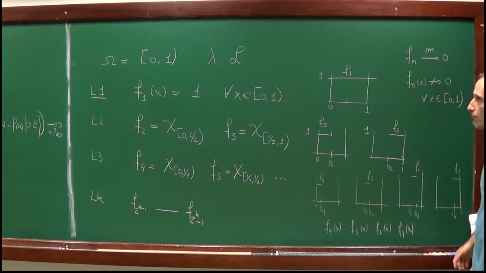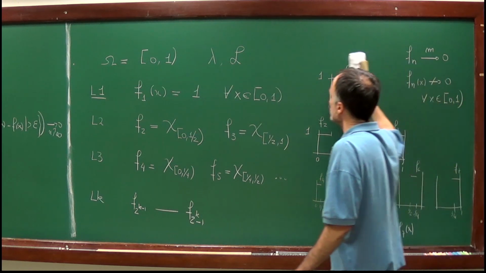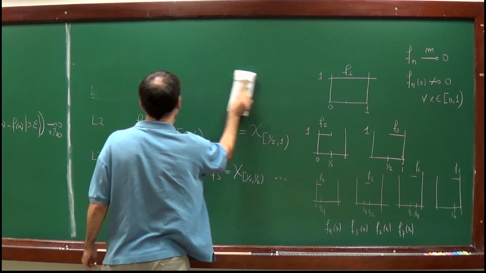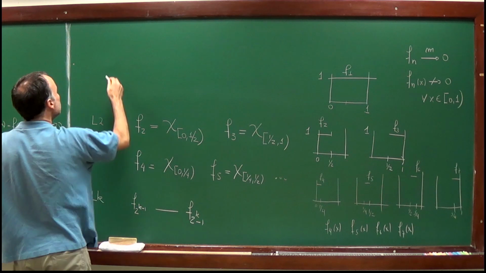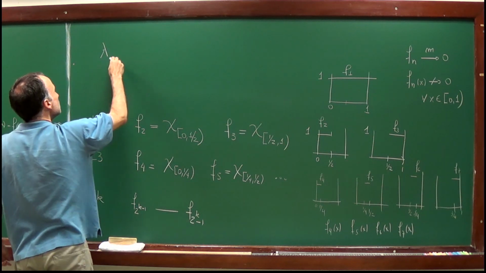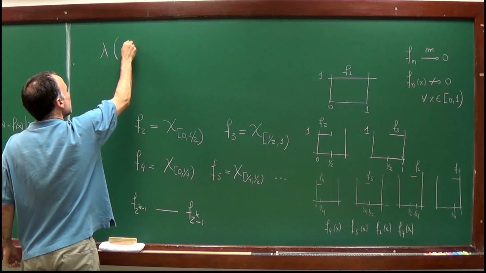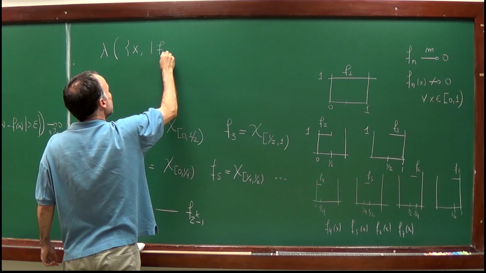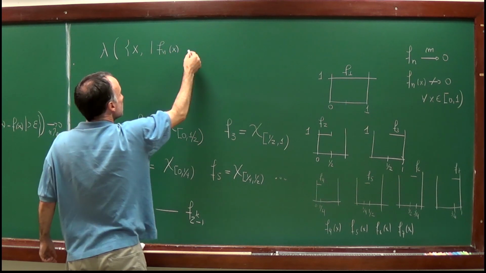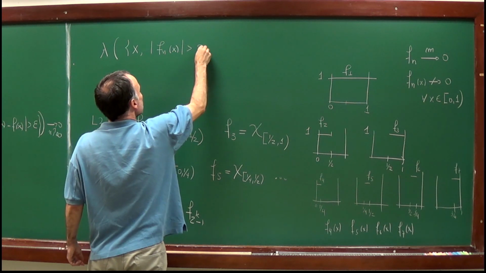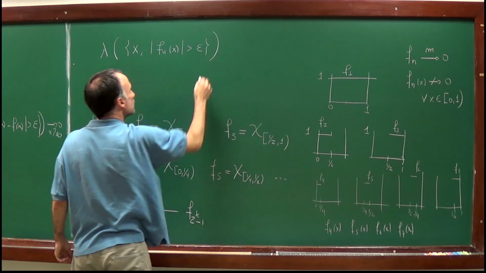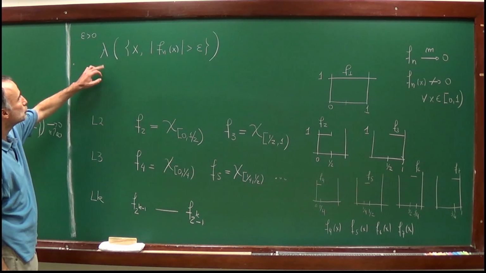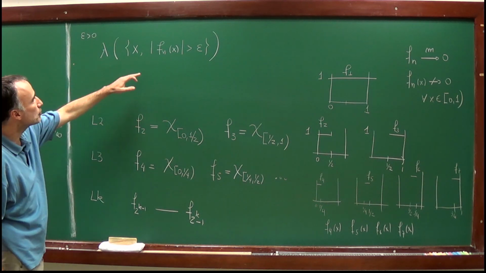Now let's see that f_n converges to 0 in measure. Well, to prove that, let me erase the first 2 lines. By definition, we have to estimate the measure of the points x such that f_n of x minus the limit, which is 0, is larger than epsilon. So we fix an epsilon positive, and we have to prove that this sequence converges to 0.